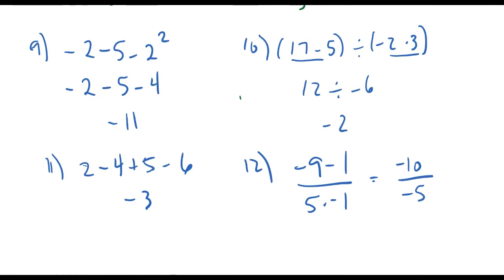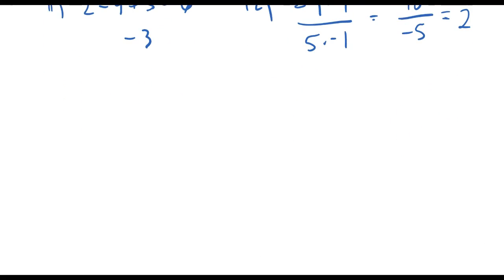Okay, so back to this one now. Remember, a fraction bar is the same thing as division. So if that is division, then negative 10 divided by negative 5 is 2, and we're done with it. Okay, so what now? Number 13 and 14, then we get to the fun ones.